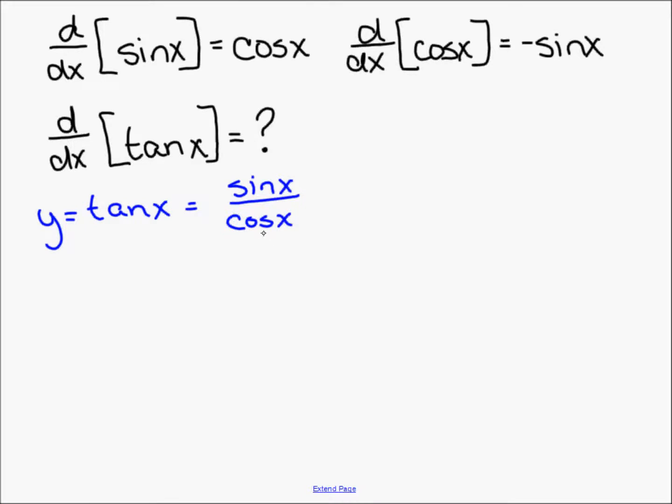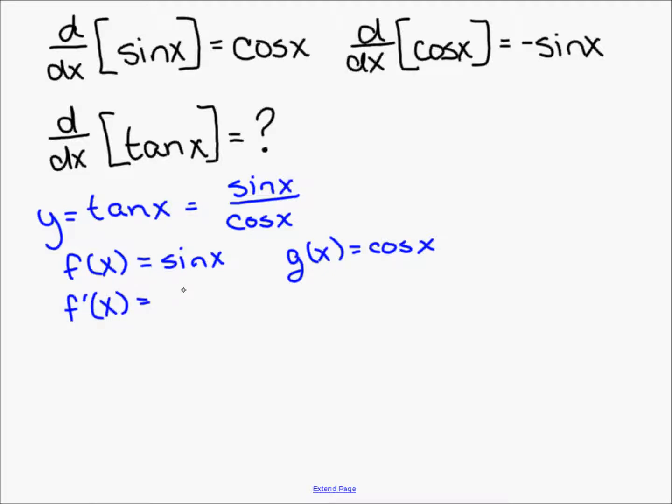Now when I take my derivative of this, I'm going to use my quotient rule. So I'm going to call the sine x f of x, and then g of x will be cosine x. And then take the derivative of each of these. So the derivative of sine x is cosine x, and the derivative of cosine x is negative sine x.